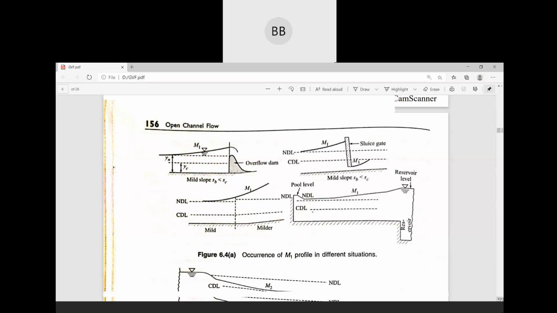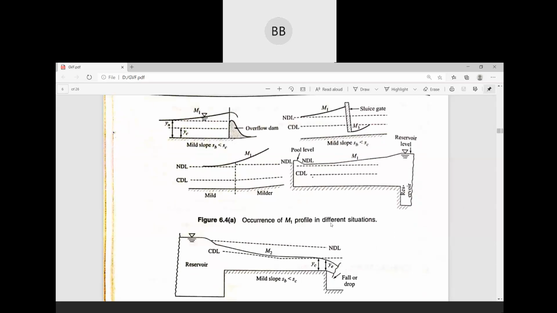So you can see here the occurrence of M1 profiles in different situations. These types of situations we have already discussed for gradually varied flow. In the first figure, the flow is flowing, and we have substituted one obstruction, or you can say a dam, or any weir, or any barrage. Then our flow depth will be gradually increasing, that we have already discussed. And your slope will be mild in upstream, definitely. In downstream, our slope will be maximum, or you can say steep.